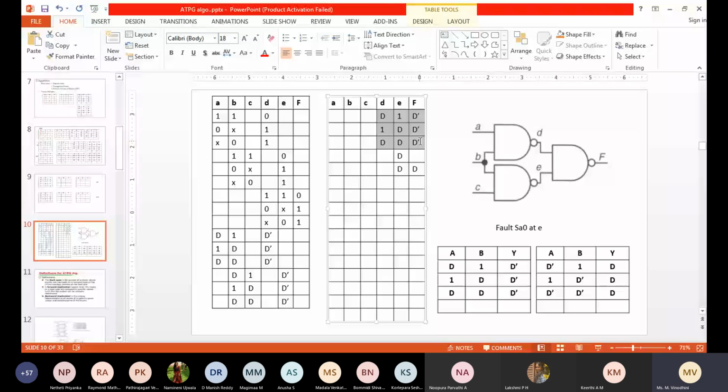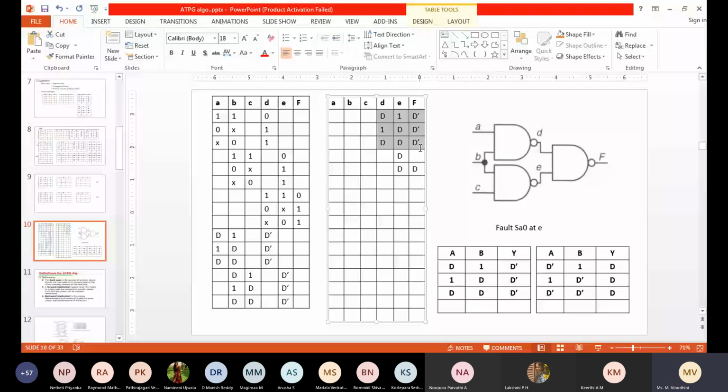As per this propagation D cube, to take D to the output, what should be my small d value? Here, the first entry, if I check, is 1, D bar. Actually, I have E and F in terms of D. Which among these 3 rows is matching? The first row is not matching because in the first row E is 1, but in ours, E is D. So the first row is not matching. The second row and the third row are matching.